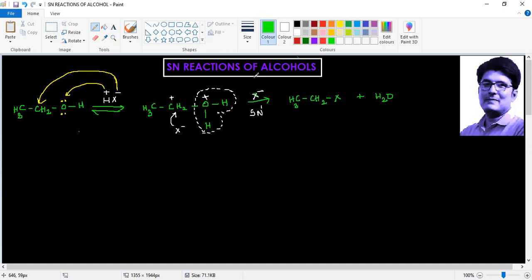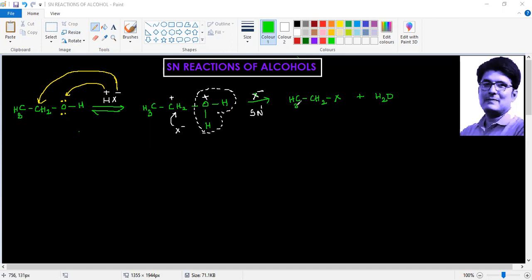So don't forget the statement I said: alcohols give only substitution reaction products, not elimination products. Why? The reason is that X minus is very weakly basic, so it cannot abstract a proton from the alpha and beta carbon. It cannot abstract it from there. Okay? That's it.